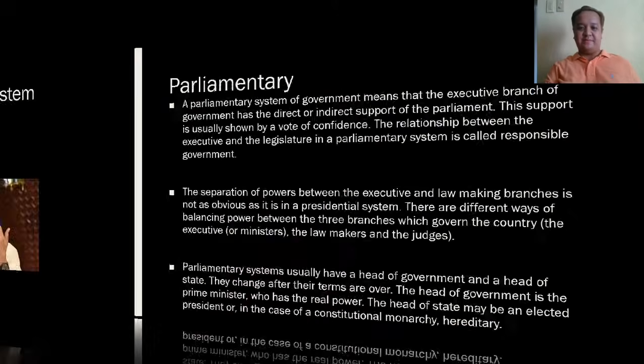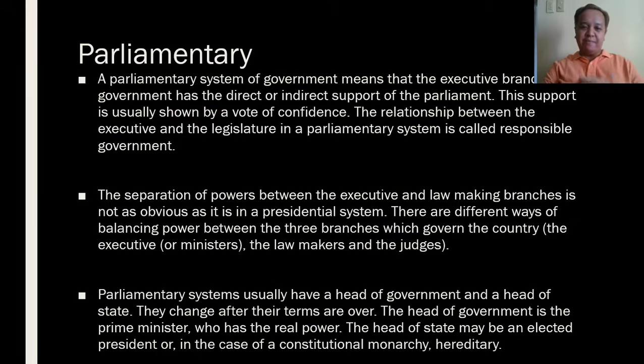Okay, parliamentary. A parliamentary system of government means that the executive branch of the government has direct or indirect support from the parliament. This support is usually shown by the vote of confidence. The relationship between the executive and the legislature in a parliamentary system is called responsible government.